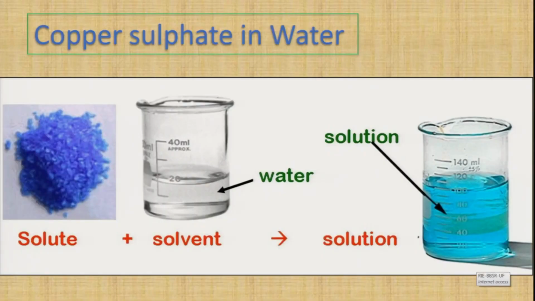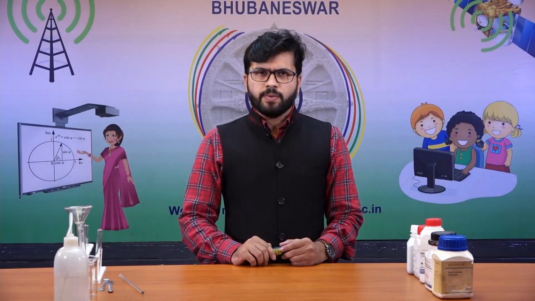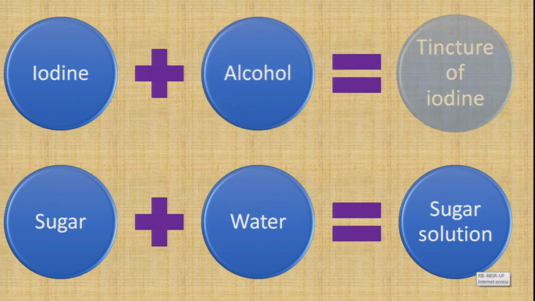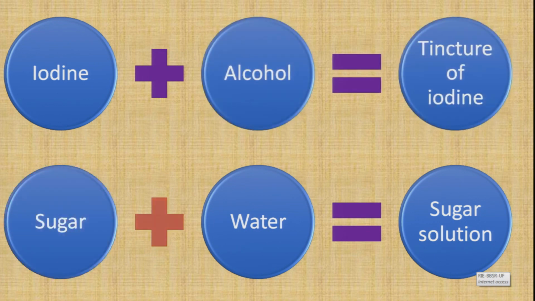I have on your screen a solution of copper sulfate in water. Here, copper sulfate is your solute and water is your solvent, and we are getting copper sulfate solution. And in a similar way, we can have varieties of solution. For example, when iodine is mixed with alcohol, it gives tincture of iodine. Similarly, sugar when dissolved in water gives sugar solution. So here what we observe, the solute is solid and the solvent is liquid.